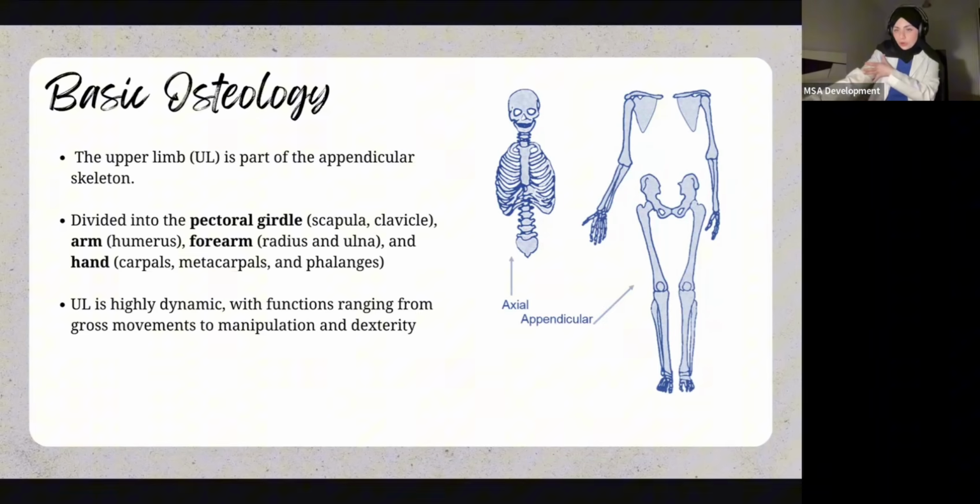First of all, we're going to have the pectoral girdle, I'm sorry, which is basically the shoulder region. Then you're going to have the arm, forearm, and then hands. Now, the thing about the upper limb is that it's highly dynamic. It allows for fine-tuned movements, which you wouldn't even imagine happening in the legs, because this is the beauty of the joints and the muscles of the upper limb.